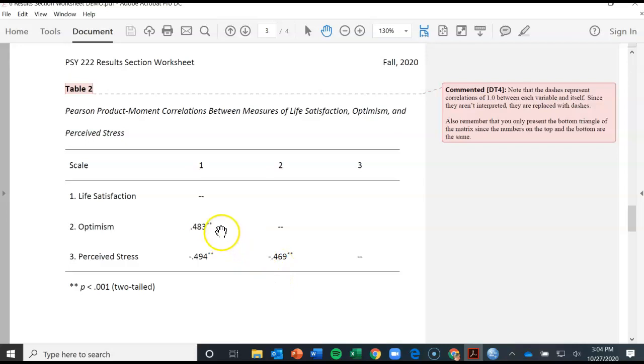The other thing to note here, I've indicated that two asterisks means that the p is less than 0.001. I've put in parentheses, this is a two-tailed test because that's what I ran.